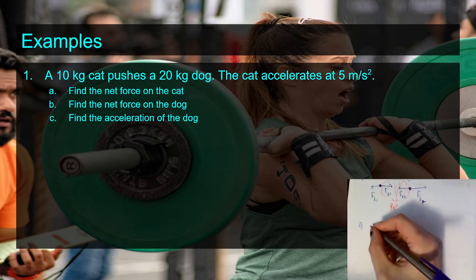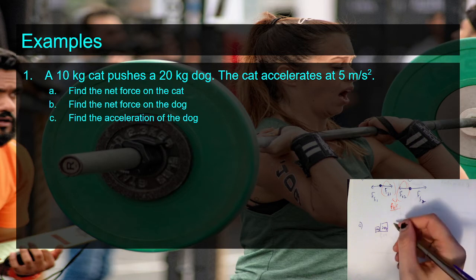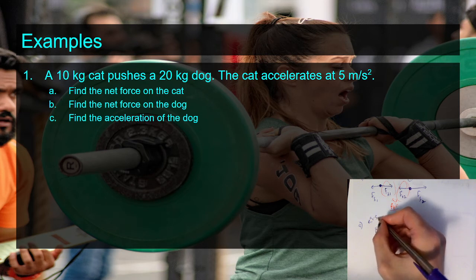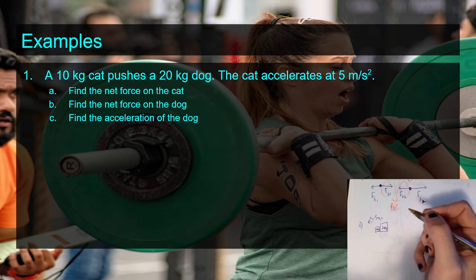So, we've got a 10 kilogram cat, and we've got a 20 kilogram dog. And we know that the acceleration of the cat is 5 meters per second squared. And as I've drawn that, that's to the left. If you wanted to make it to the right, totally fine.